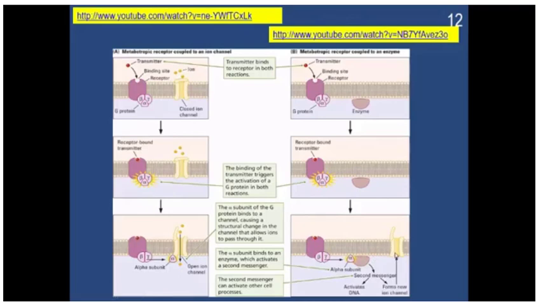Now, in my mind, it's really helpful to watch videos and see these receptors acting in a more active way as opposed to just looking at pictures. So I suggest you go watch these 2 videos. They are very, very helpful. They also are on the list of helpful videos in the Canvas page.